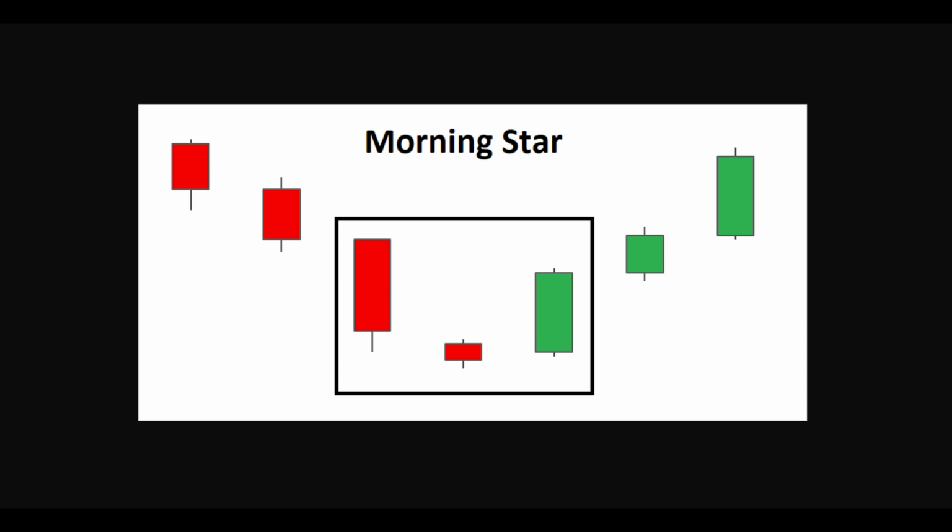A standard Morningstar pattern consists of 3 candles. The first candle is a strong red bearish candle. The second one is a special candlestick called a spinning top. The third one is a green bullish candlestick with the length at least equal to half of the first candlestick.